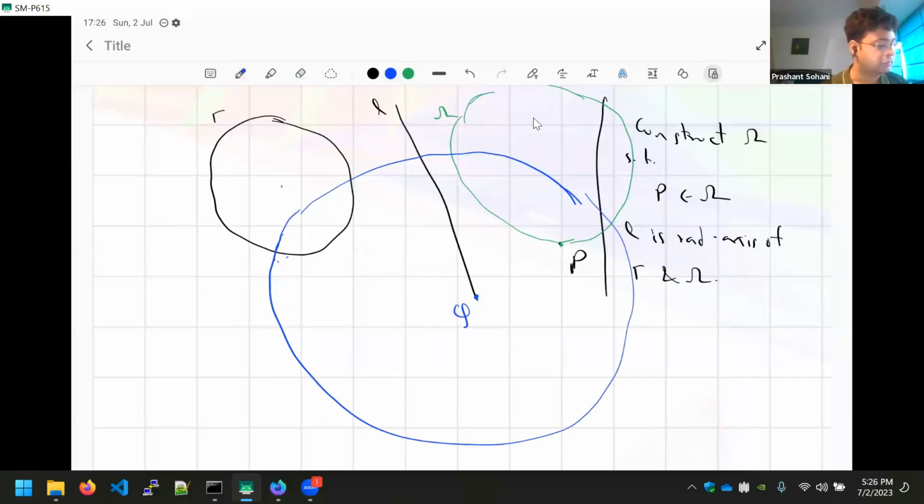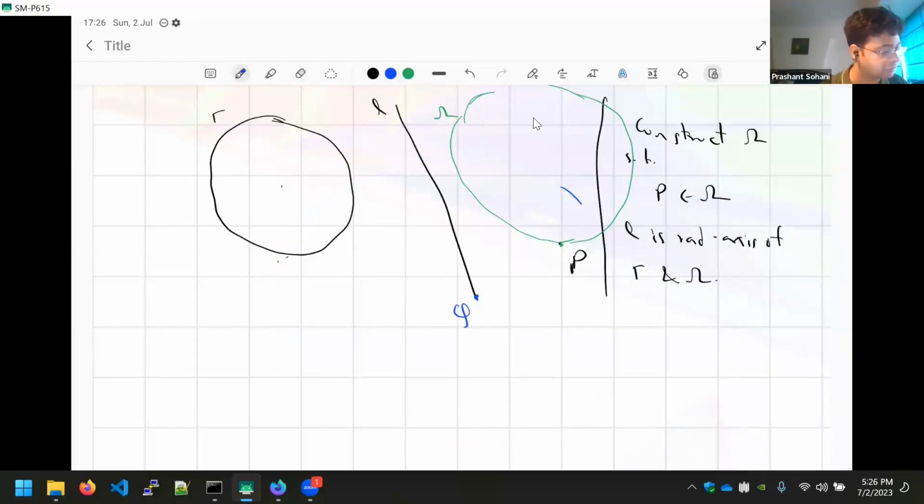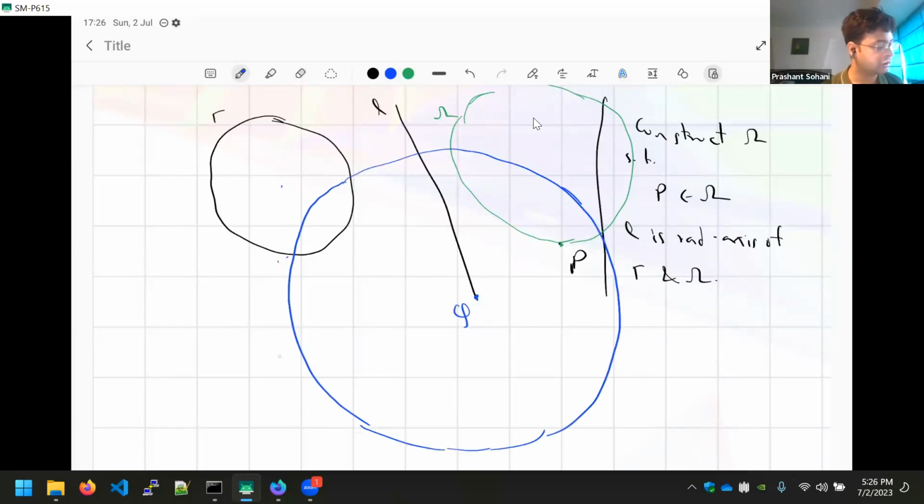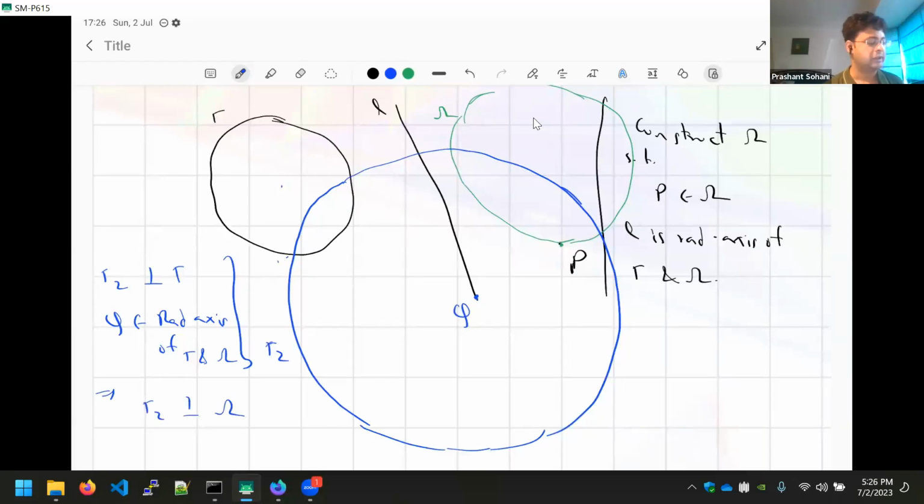Not any actually, because already... So Q is the center. If I call this circle gamma 2, gamma 2 is a circle constructed such that it is orthogonal to the given circle, and its center also lies on the radical axis of gamma and omega. So using the previous theorem, this circle gamma 2 is also orthogonal to my omega.